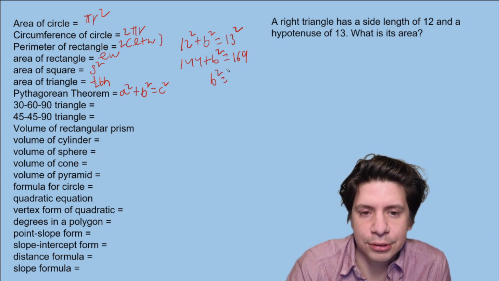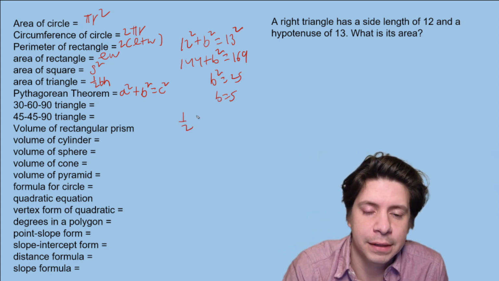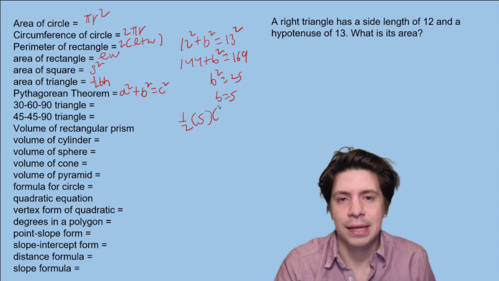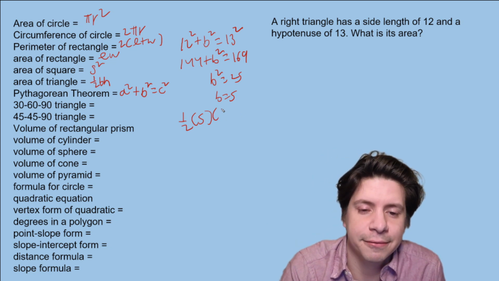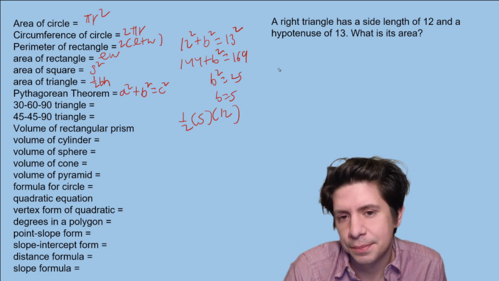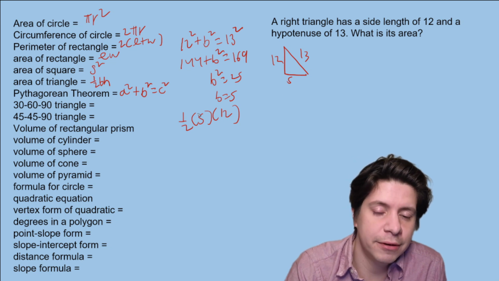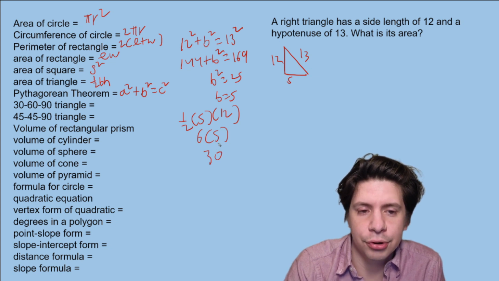B squared is going to be, when you subtract, 25, so b equals 5. And then to find the area of that, you would do 1/2 base times height, right? Because it's a right triangle, the two sides are going to be the base and the height. If they weren't right angles, you'd have to do other math to find it. It would be like this: 12, 5, 13. 12 times a half is 6, so we have 6 times 5, which is, again, 30, okay?